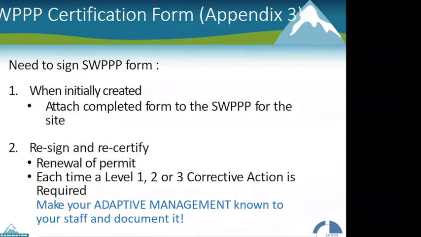Re-sign and recertify every time you renew your permit, and each time you reach a corrective action and you take action for that benchmark exceedance. And make your adaptive management known to your staff and document it.